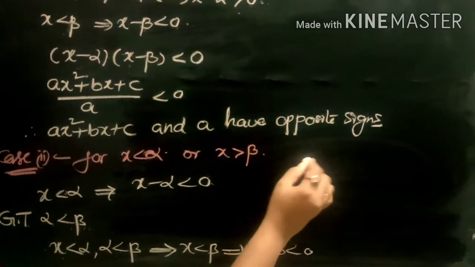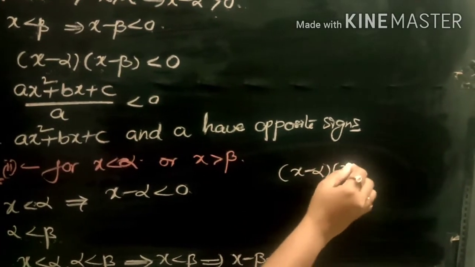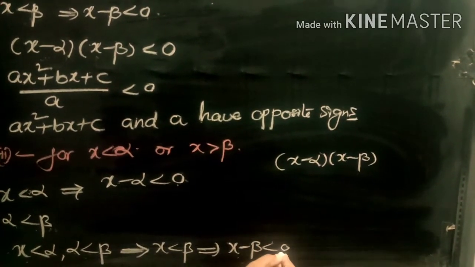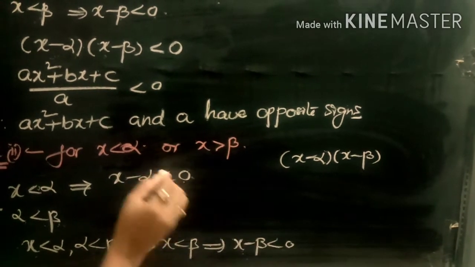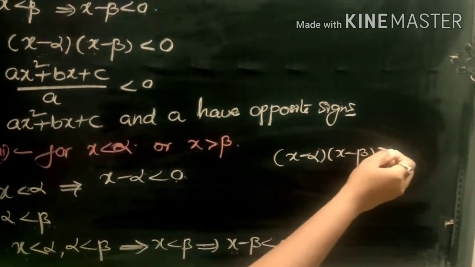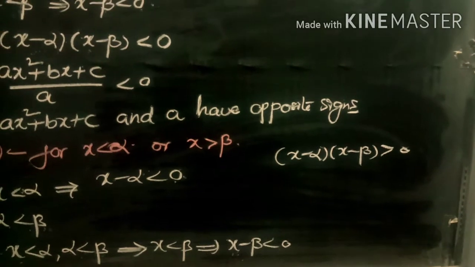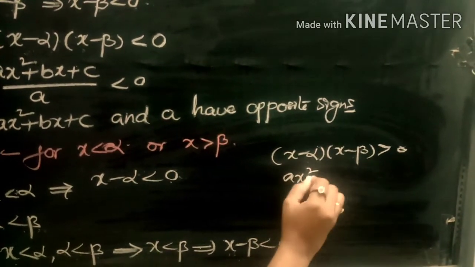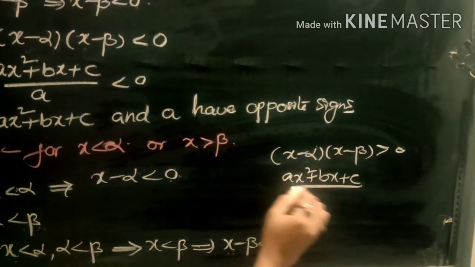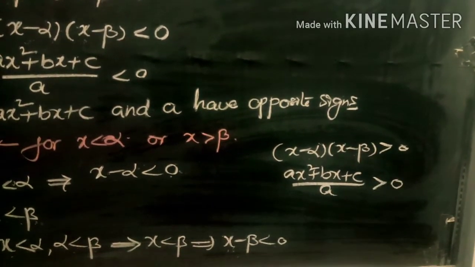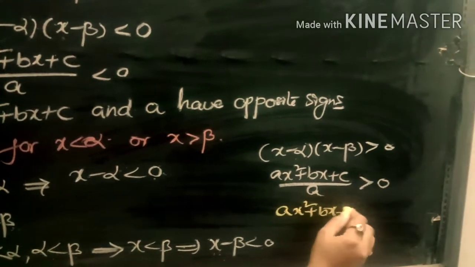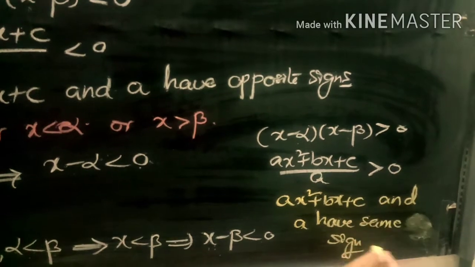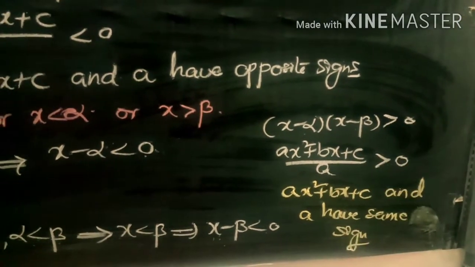Now what is the value of (x − α)(x − β)? x − α < 0, x − β < 0. Both negative values, minus into minus. So minus into minus returns a positive value, that is (x − α)(x − β) > 0. What is (x − α)(x − β)? It is (ax² + bx + c)/a. So (ax² + bx + c)/a > 0. Therefore ax² + bx + c and a have the same sign, since this is greater than 0.